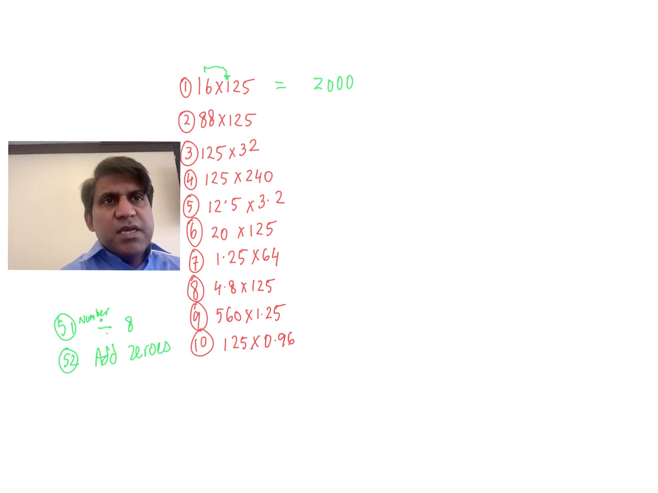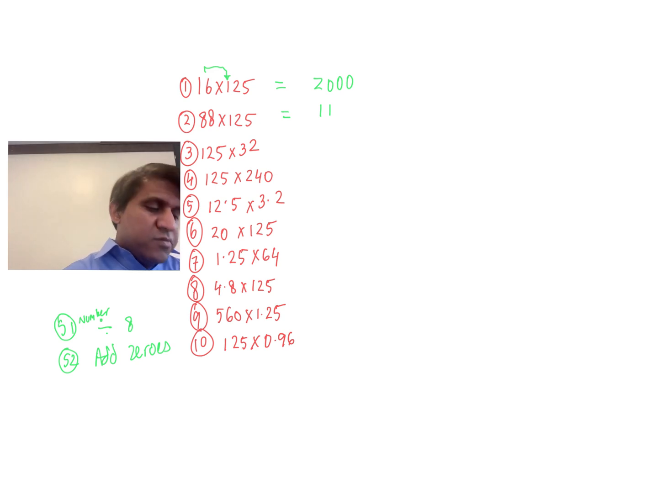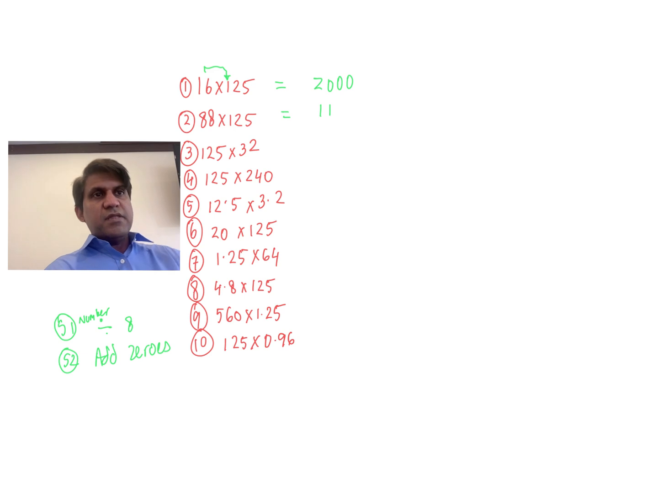Now if I'm doing 88 times 125, I'll do 88 divided by 8, which gives me 11. And then 88 times 100 is 8800. So now I'm doing 88 times 125. So that should solve to 11,000. Let me just confirm. 11,000.